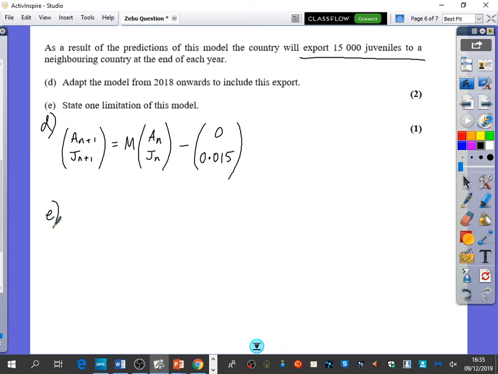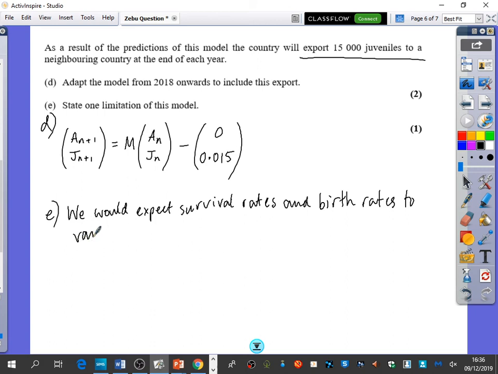I think it will change, like, it won't be consistent. The survival rate won't always be exactly that. Everything's rounded. We would expect survival rates and birth rates to vary year on year. We could say something like, it doesn't take into account, what else might be interesting to take into account? When you think about how a population flourishes, why does a population necessarily do well or not do very well in the wild?